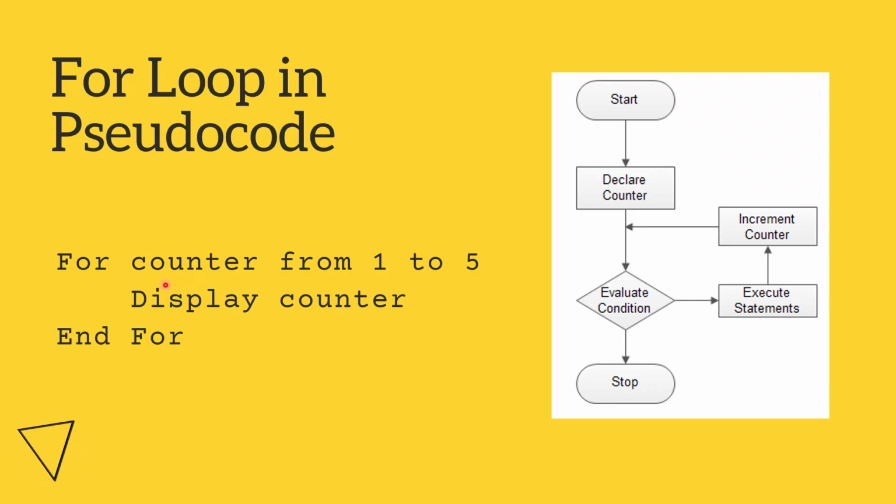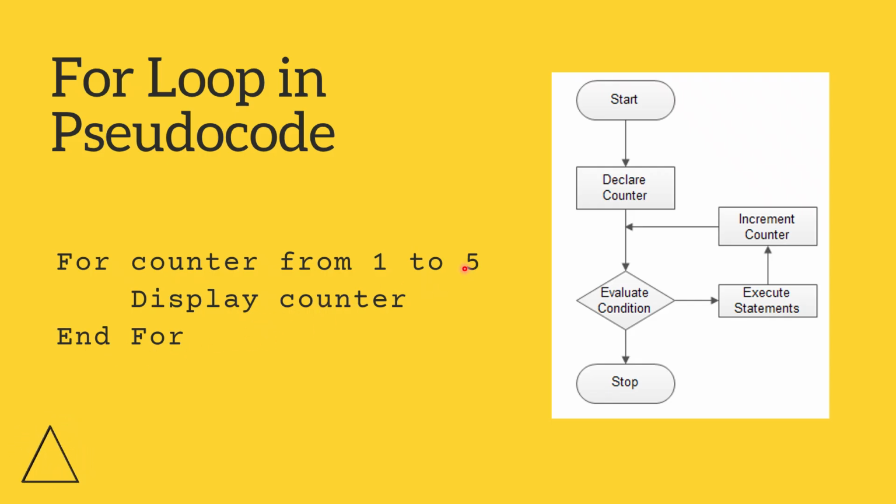Now, for the pseudocode for this, we say for, and then we have a variable counter from 1 to 5. Okay, and we're going to count through 1 to 5, and then we're going to display the counter.